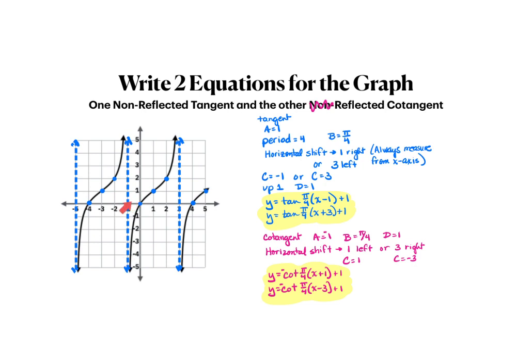Then to measure the shift, I have to measure from the left asymptote of my period. So I could measure 1 to the left, which would make my C +1, or 3 to the right, which would make my C -3. So I could write my cotangent equation as either of these. It would produce the exact same curves. So there you have it. That is how you'd write an equation from a graph.